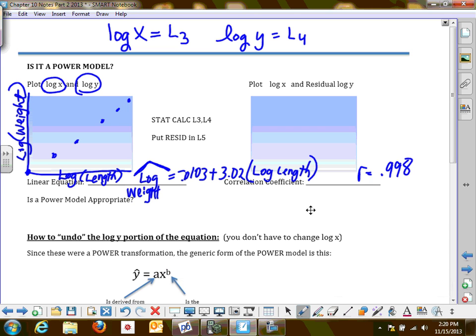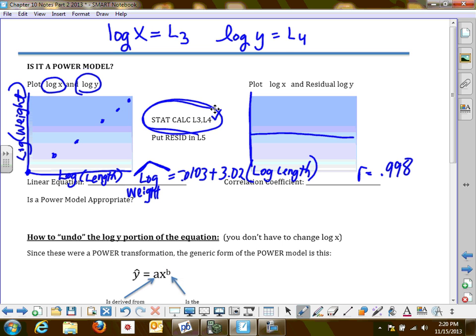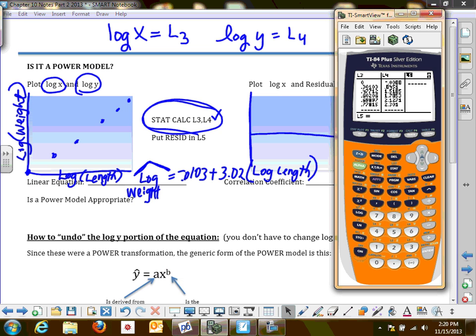Okay, so here we go. So here comes our residual plot. I have calculated the new equation. I haven't put my resids in yet, so I need to go do that. Okay, so there's old stuff. So how do I know that I'm going to get the correct stuff in L5? Because I know my calculator is thinking of that new equation of L3, L4. So I'm going to go to second stat, resids, enter, there they are. And so now I want to look at them.